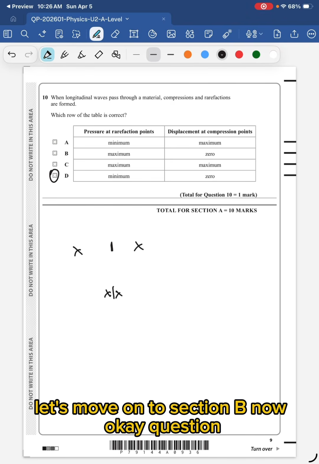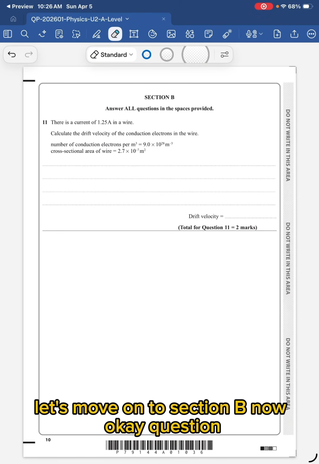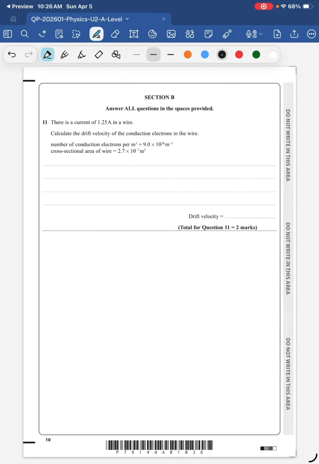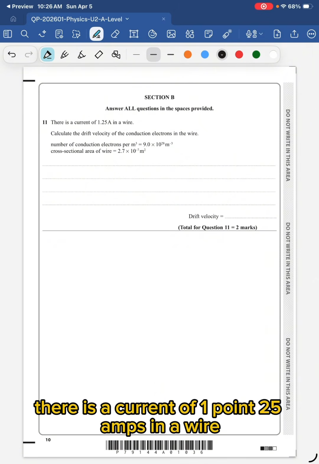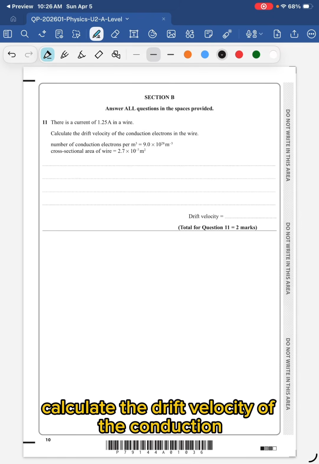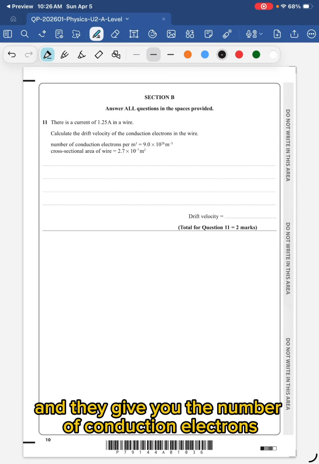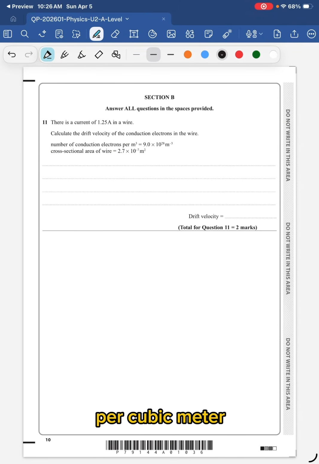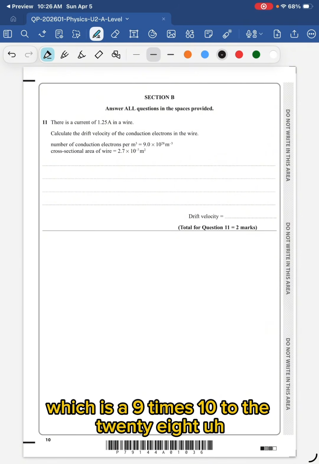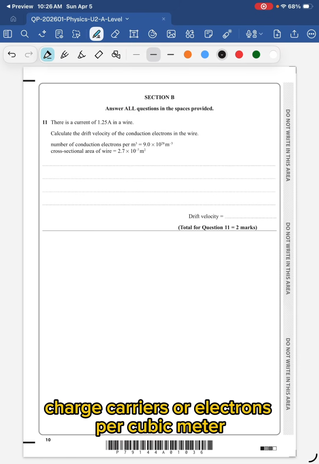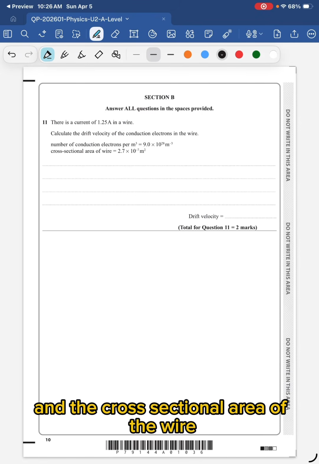Let's move on to section B now. Okay, question 11. There is a current of 1.25 amps in a wire. Calculate the drift velocity of the conduction electrons in the wire. And they give you the number of conduction electrons per cubic meter, which is 9 times 10 to the 28 charge carriers or electrons per cubic meter, and the cross-sectional area of the wire.